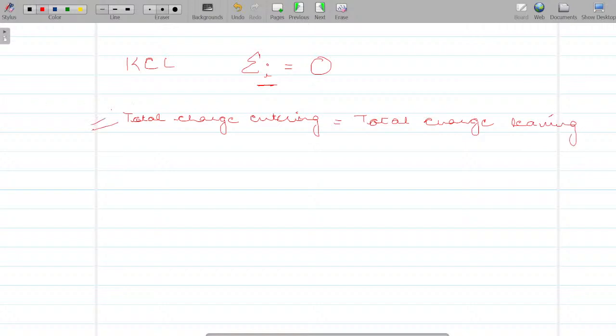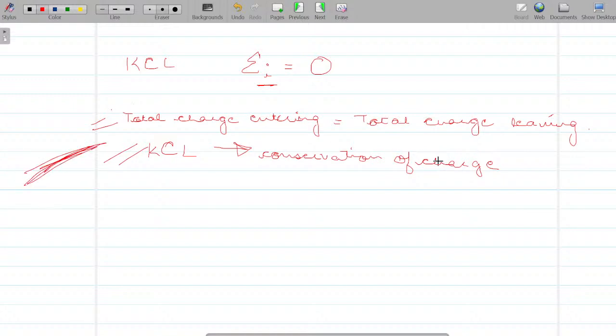Does that also mean that KCL ensures conservation of charge, right? So if the net current is equal to 0, the total charge entering would be equal to total charge leaving at any point of time. That would also suggest KCL ensures conservation of charge, right?